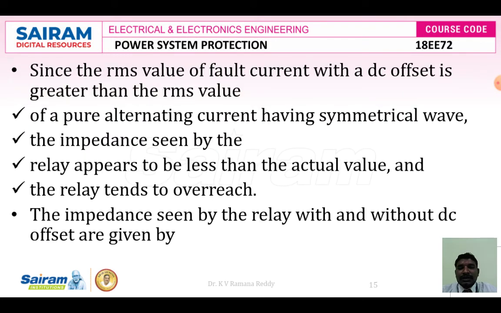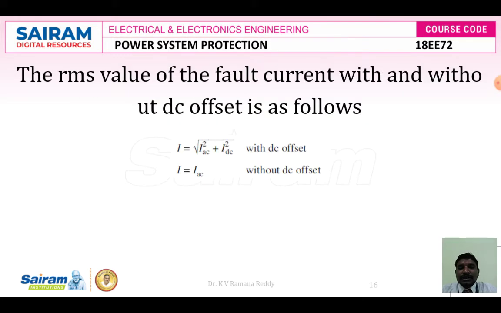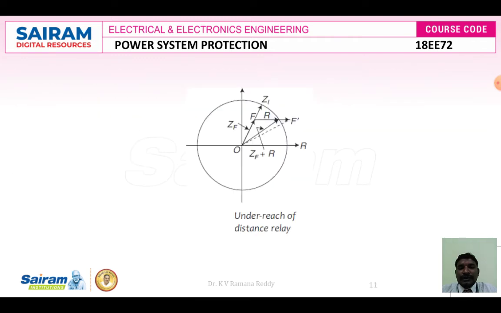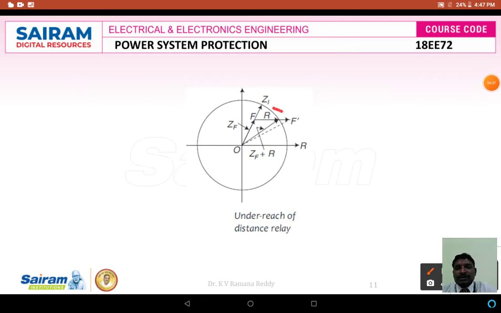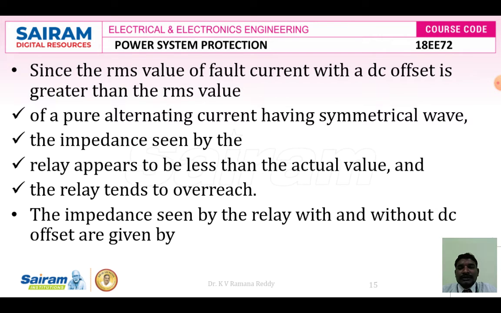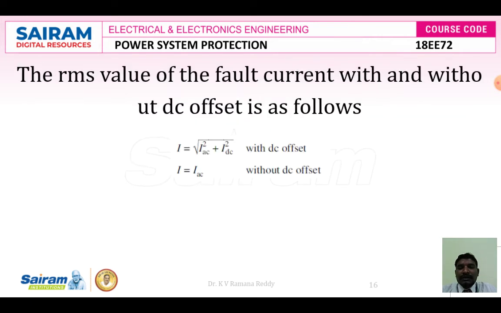In case of an overreach relay, the characteristic is greater than the operating characteristic shown like a circle here. Whenever the characteristic crosses this circle-like structure, the relay is called an overreach relay. In case of an overreach relay, the RMS value of the fault current is affected by DC harmonics, with and without DC harmonics.